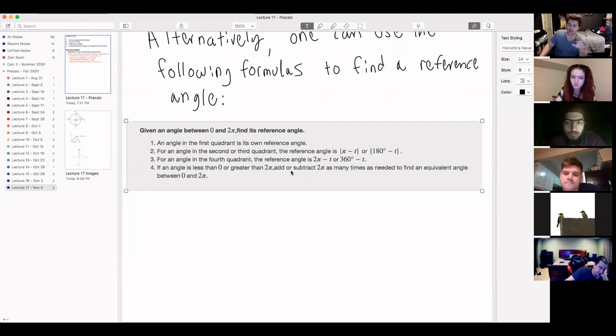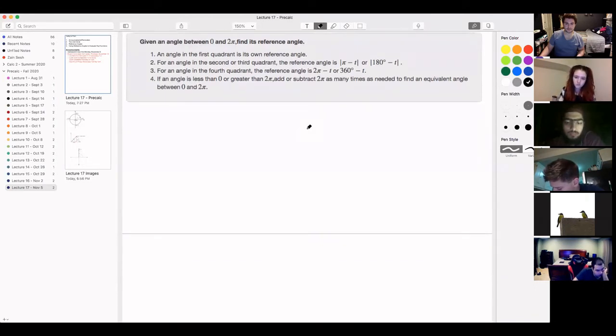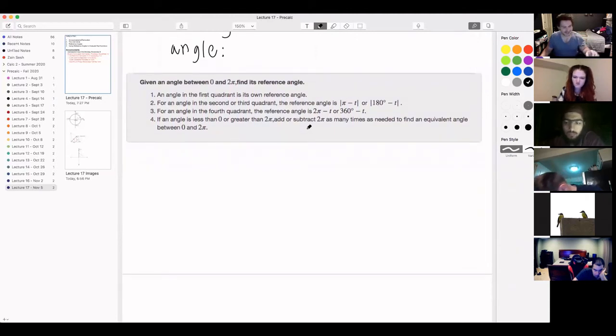This is in the homework and in the video I posted, finding angles that are coterminal to each other. So if an angle is less than 0 or greater than 2 pi, add or subtract 2 pi as many times as needed to find an equivalent angle between 0 and 2 pi. These steps will work regardless. Any questions about what we did? You already answered. Forget about it. You sure? Okay.